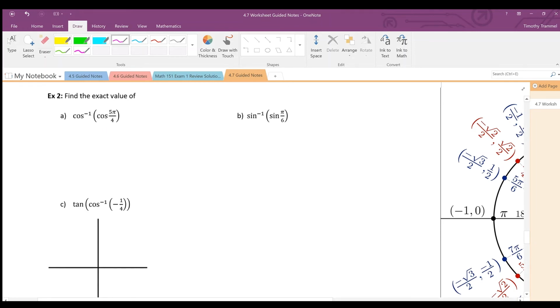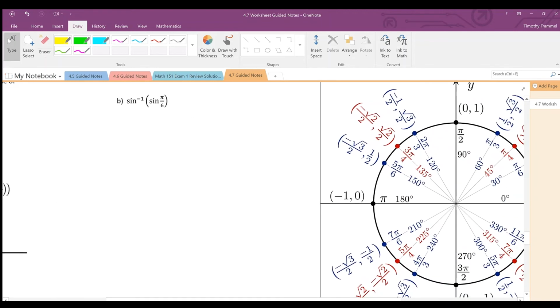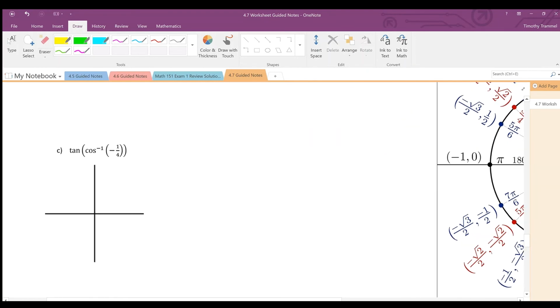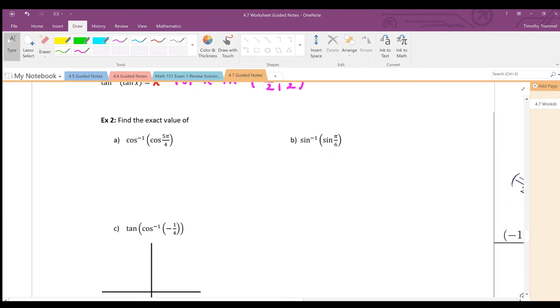So let's start off with finding cosine inverse of cosine of 5 pi over 4. Okay. So 5 pi over 4, that is right here. And cosine's the x value, so minus the square root of 2 over 2. Let's go take care of that. So this is equal to cosine inverse of minus the square root of 2 over 2.